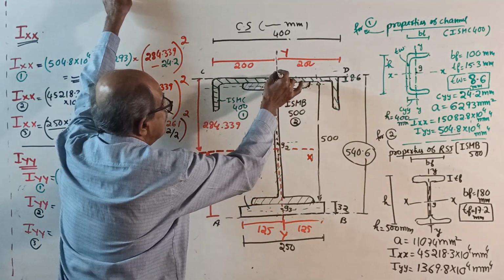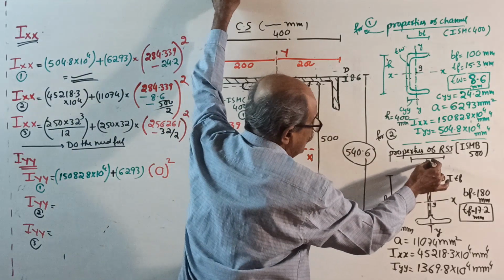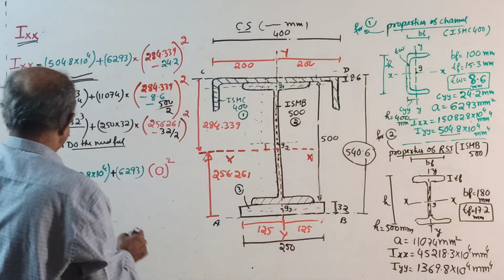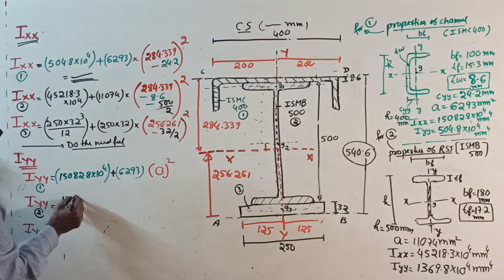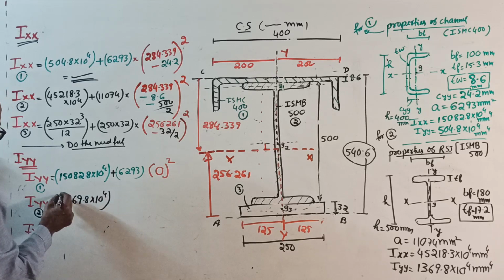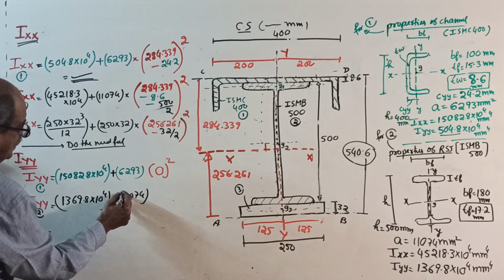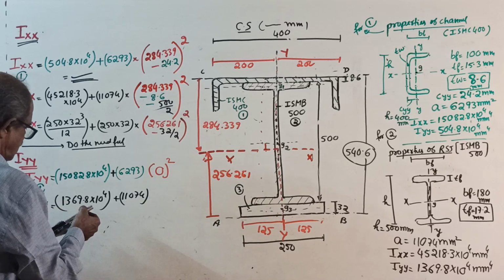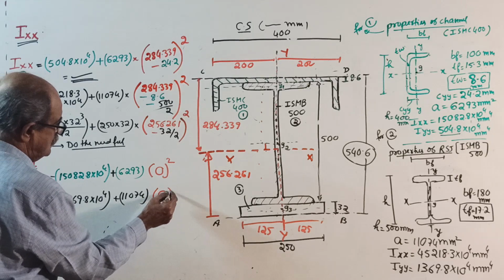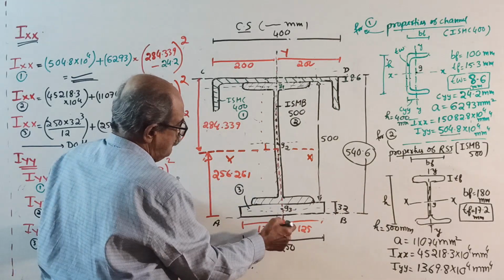Okay, start. First, I about its own axis. This axis for the I section is YY only. See, this axis. 1369.8, it is 1369.8 into 10 to the power 4 is Ig plus area. 11074 is the area into once again 0 square. Lastly, I about yy for the rectangle.